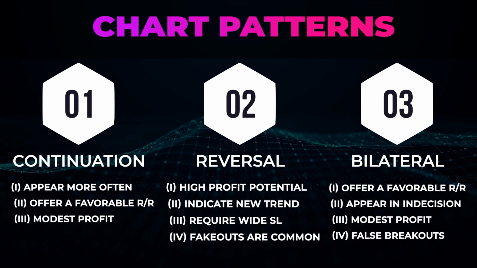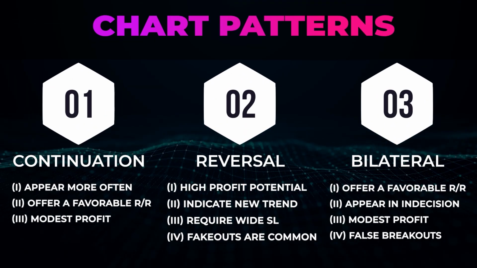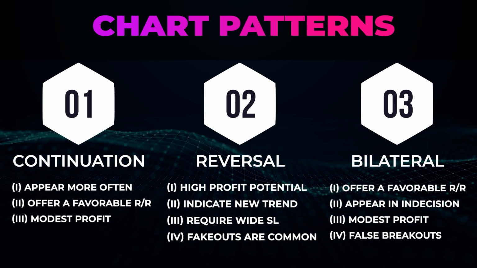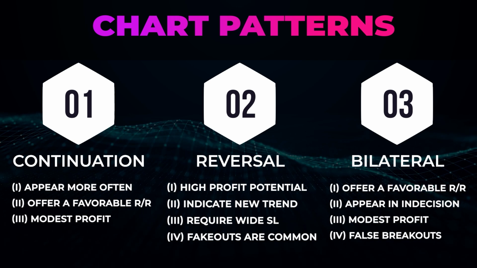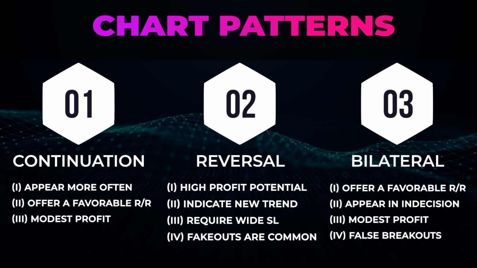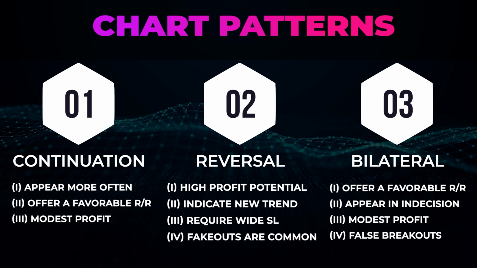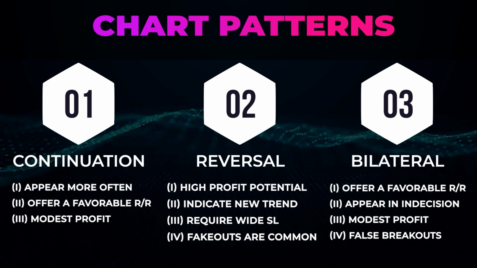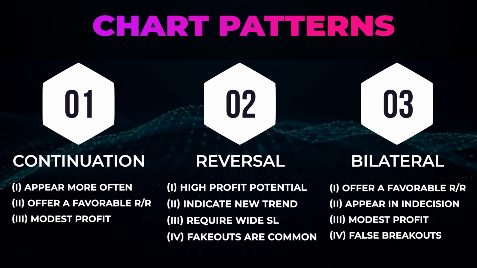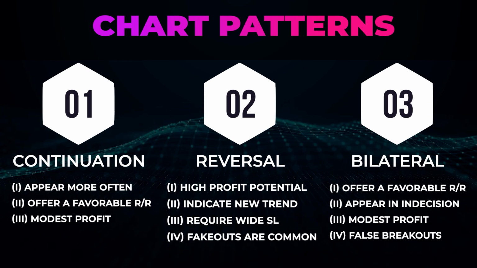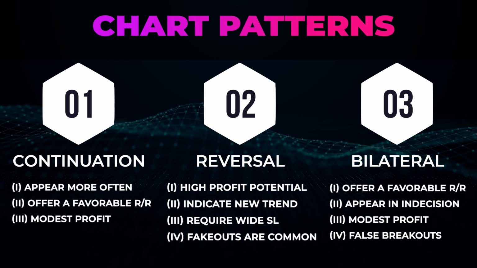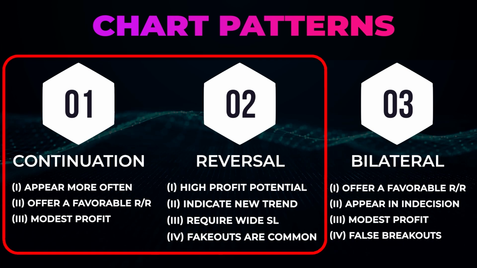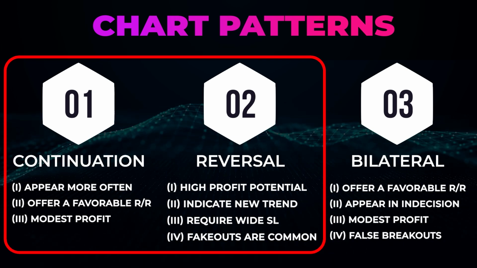So, chart patterns divide into three types: continuation patterns, reversal patterns, and bilateral patterns. Each group has its specific advantages and disadvantages. For instance, reversal patterns offer wider profit opportunities, but they require a wider stop loss and fakeouts are often present. On the other hand, continuation patterns require a more conservative stop loss but offer much smaller profit opportunities. For now, let's consider the most effective patterns from both groups.